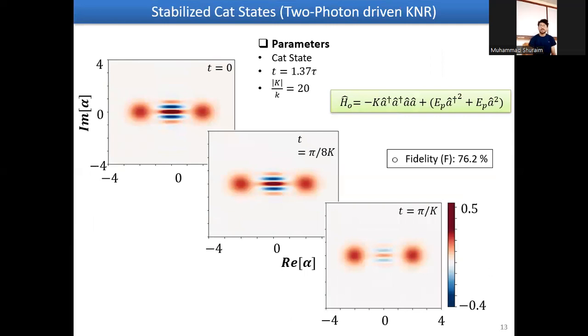But when we take into account the two-photon drive, we can see that at t equals pi by 8k or t equals pi by k, we have achieved a stabilized cat state. The fidelity of the cat state reduces to 76%. We can achieve much better cat states. I mean, we can increase the fidelity of the operation by taking some other parameters. And there's a research.